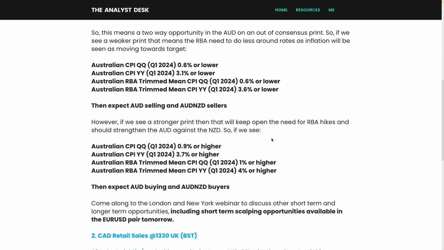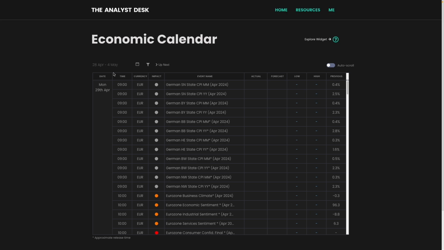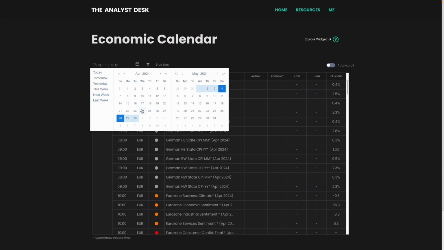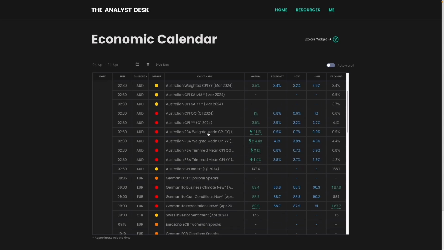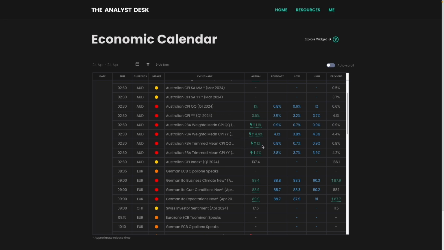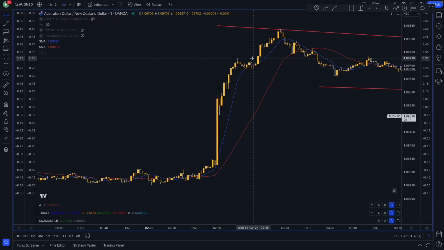Now, if you just take a look at the decision, and if we just go along to the 24th of April, we can see here it is. You see how the prints, 3 out of the 4 prints came in above market's maximum expectations, and that gave a clear buy bias in the Aussie New Zealand dollar pair. And if you just take a look at the reaction, you can see that in the minutes after the CPI release, for about 20-30 minutes, there's just been solid Aussie New Zealand dollar buying.